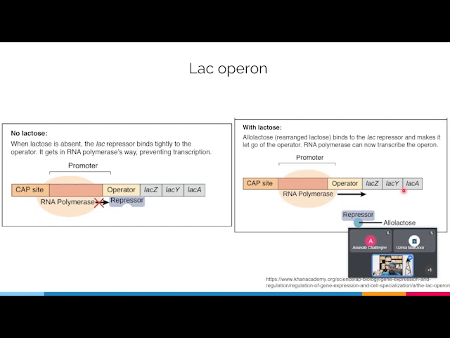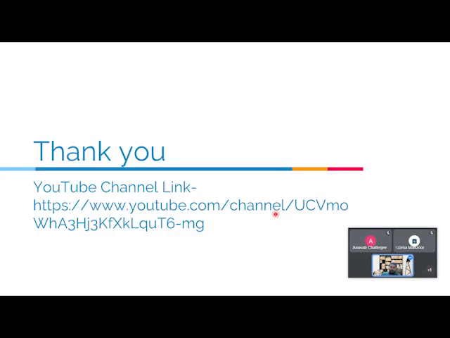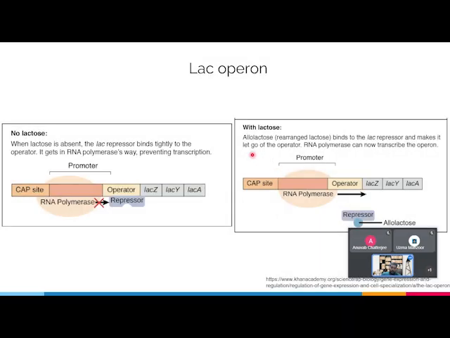And there is also the question of the CAP site, so we will discuss that also. The CAP site binds to the CAP protein. So the lac operon has two stages of control. The first stage is what we can see right here in front of us. The second stage occurs when there is no glucose present around the cell.